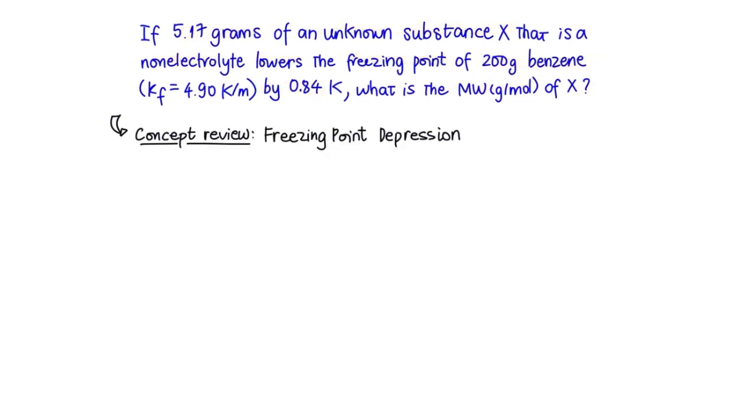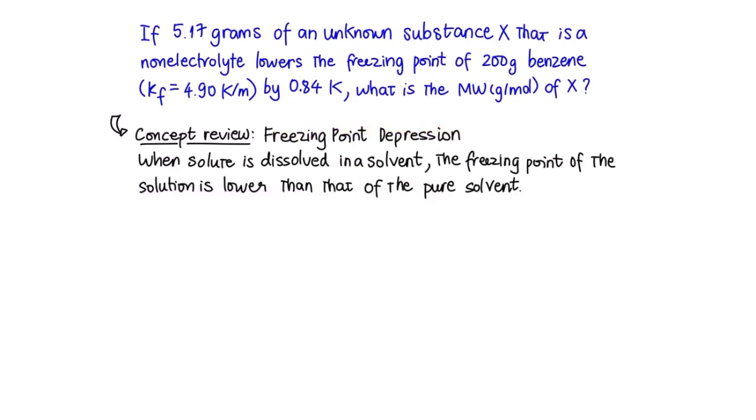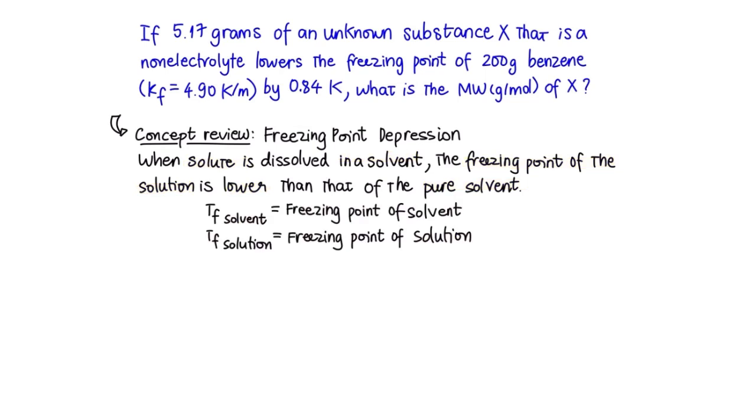First, let's go over the concept of freezing point depression. Freezing point depression is the phenomenon where, when you dissolve a solute in a solvent to create a solution, the freezing point of the solution is always lower than the freezing point of the pure solvent. So if you have TF solvent as the freezing point of the solvent and TF solution as the freezing point of the solution, then you'll always have TF solution smaller than TF solvent.